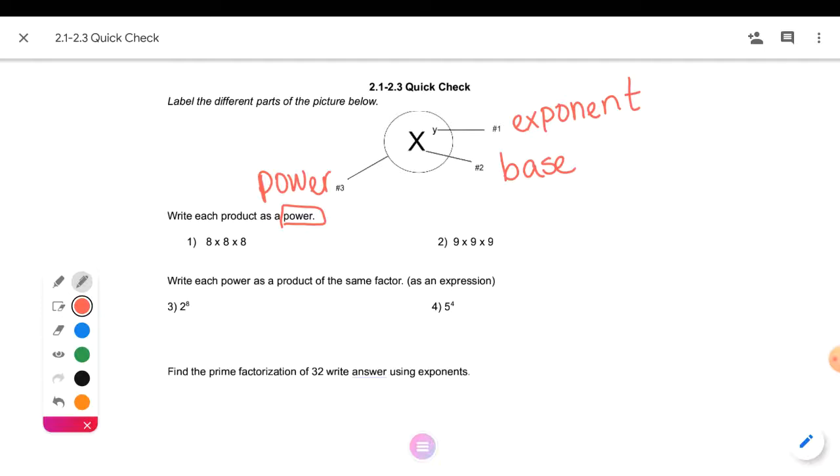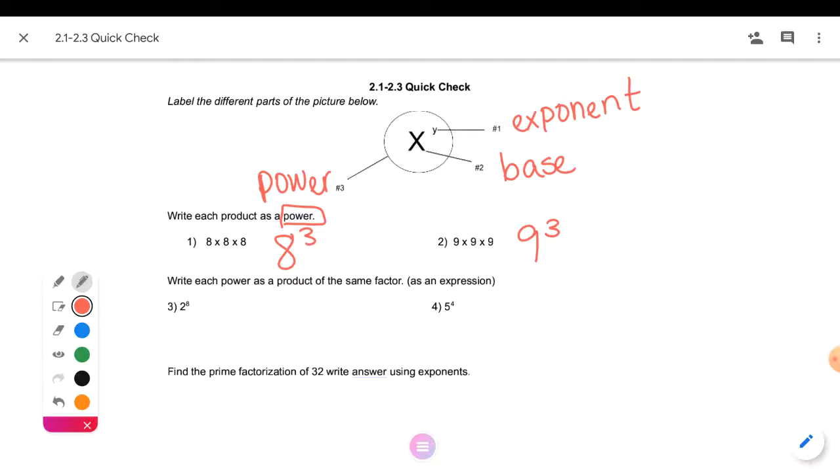So Finley, what is 8 times 8 times 8 as a power? 8 cubed. She said 8 cubed. Who can say that number a different way? Parker? 8 to the 3rd power. Good job. Number 2, Brody, how do I say 9 times 9 times 9 as a power? 9 cubed. Or Sadie, how else could I say it? 9 to the 3rd power.